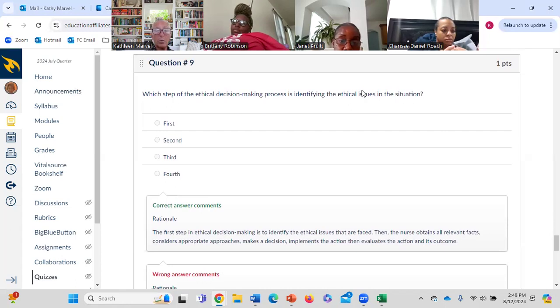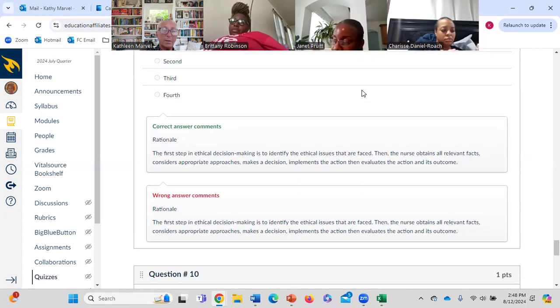Which step of the ethical decision-making process is identifying ethical issues? What do you have to do first? Or excuse me, what's the right answer? First, right? In order to start processing and talking about ethical decision-making, you have to identify what an issue is, right? So the rationale says the first step in ethical decision-making is to identify the ethical issues that are faced. After we've identified what the issue is, then we can obtain all relevant facts, consider appropriate approaches, make a decision, implement whatever action we have come up with, and then evaluate it. That's just going through the nursing process, right? But first you have to identify an issue.